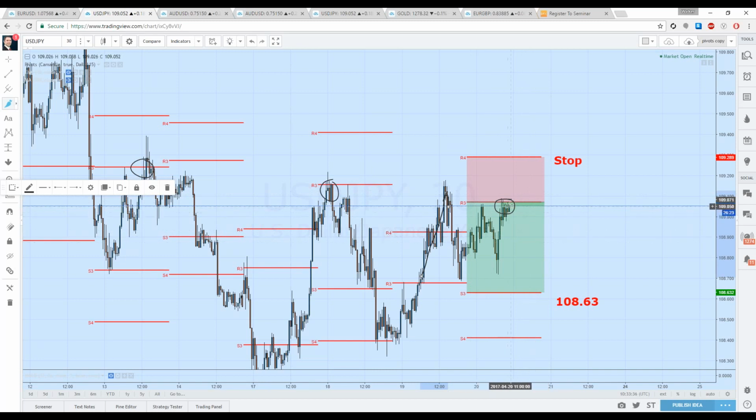So again, the idea would be for prices to hold resistance and move lower as our similar examples did.